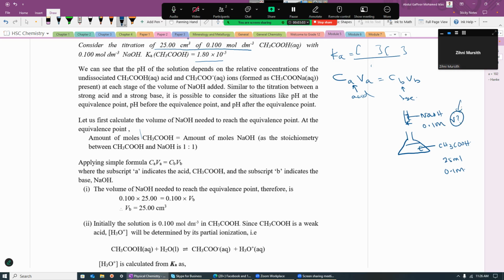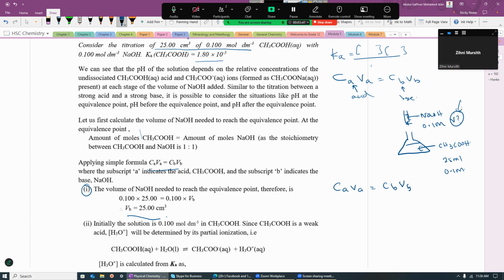Okay, now look at the first one. The volume of NaOH needed to reach the equivalence point should be obvious. Since the volume to attain the equivalence point is 25 milliliter. Why? Because according to this formula, C1V1 should be equal to C2V2. Now if you apply CAVA equal to CBVB, we have to find out the equivalence point.